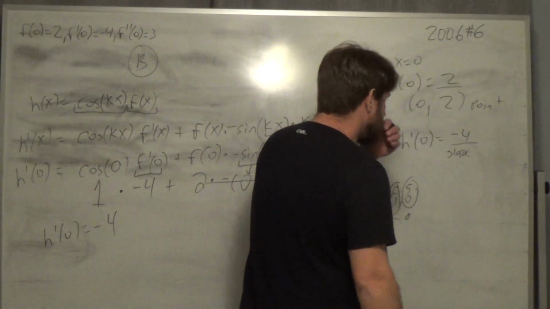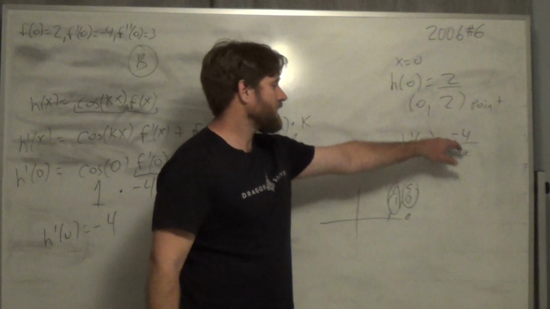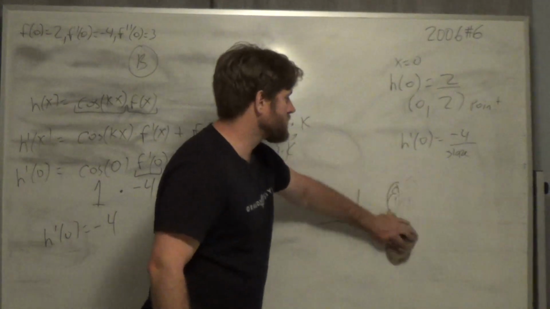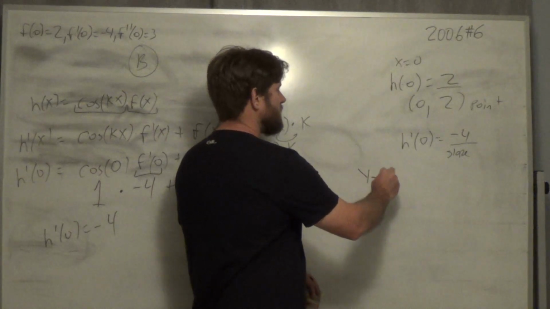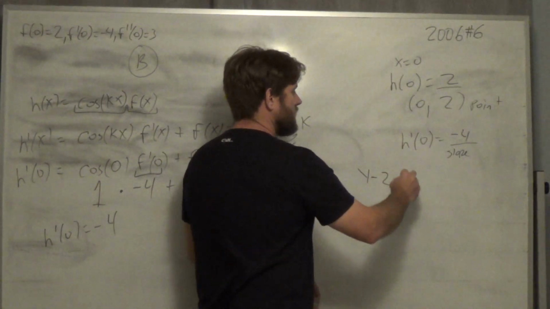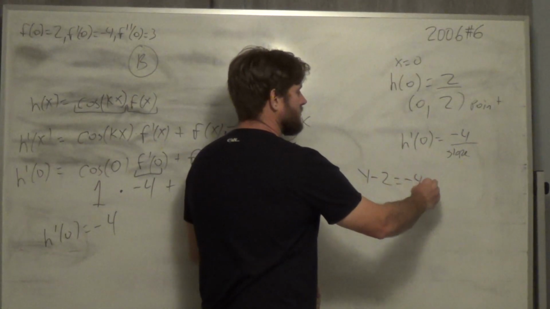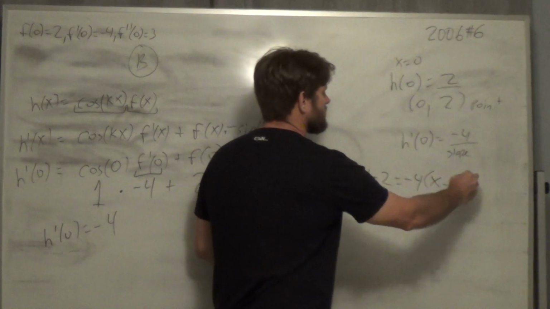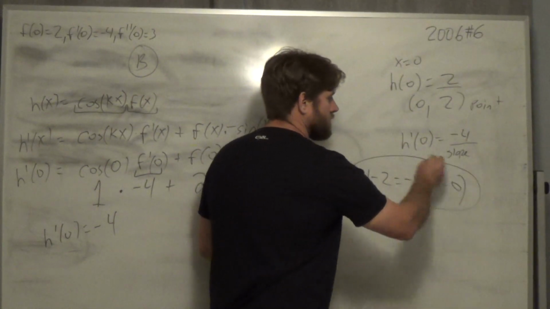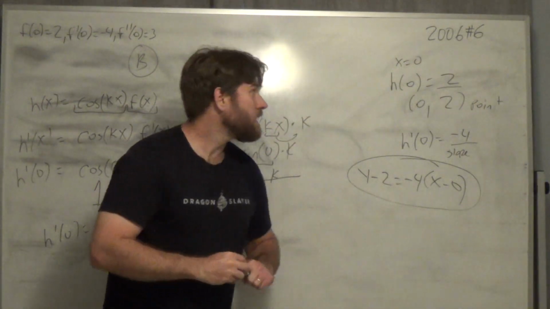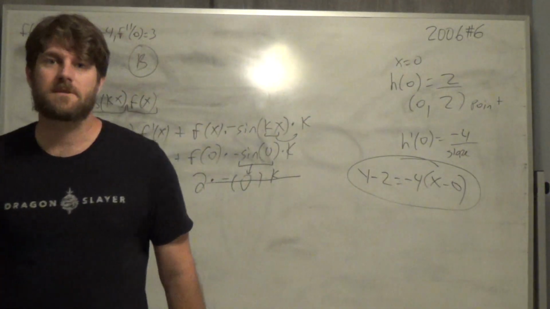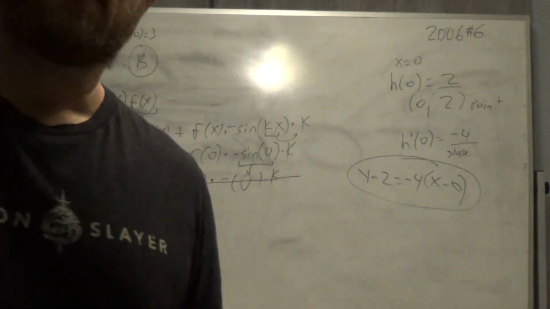The problem ends by taking the point and the slope and writing the equation of a tangent line in point-slope form. So y minus y1 equals m, the slope of negative 4, times x minus x1. And there you go, point-slope form. That's question 2006, number 6. Have a good day.